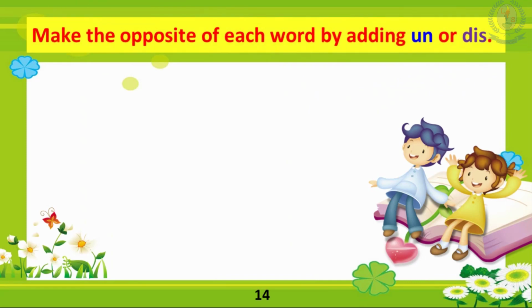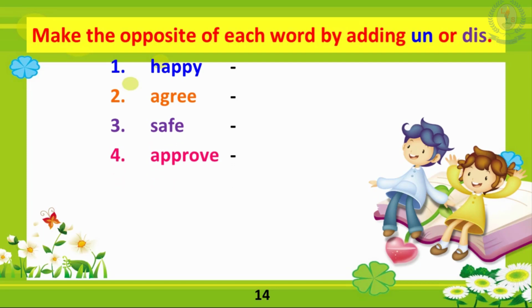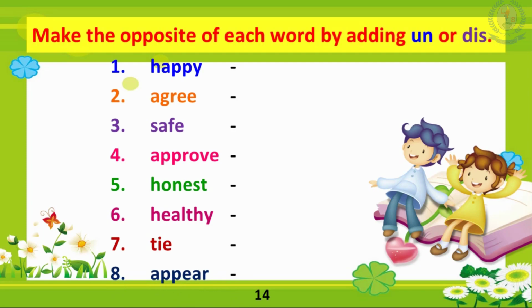Now make the opposite of each word by adding un or dis. First one, happy. Second one, agree. Third one, safe. Fourth one, approve. Fifth one, honest. Sixth one, healthy. Seventh one, tie. And eighth one, appear.